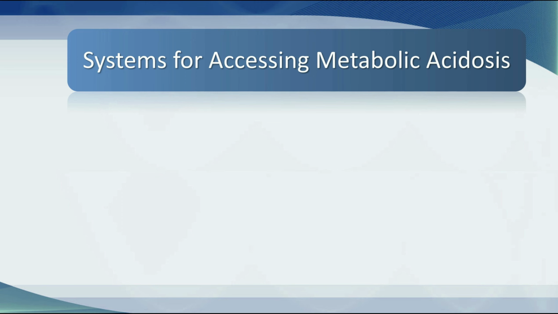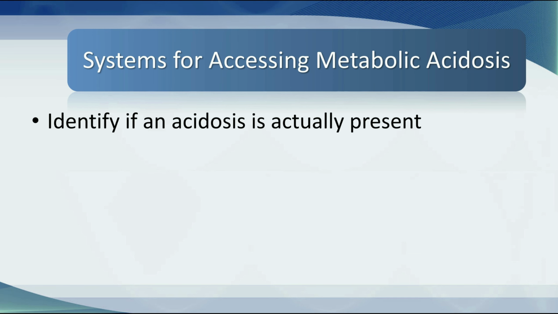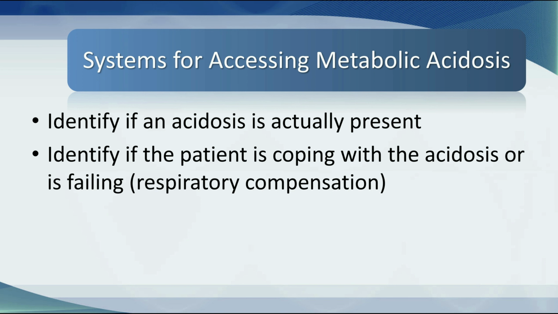So when we are talking about systems, what we are principally talking about is how we assess metabolic acidosis. And that is to identify that an acidosis is actually present. In metabolic acidosis, due to respiratory compensation, that means looking beyond the pH to the bicarbonate and the base excess. The second thing to do is determine whether the patient is actually coping with the acidosis by looking at the PCO2 versus the bicarbonate, the respiratory compensation.